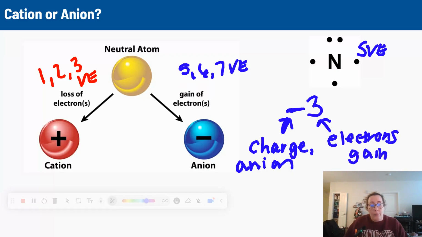But if it were losing, it would just be the number of electrons that you would lose. So when you are writing the charge, it's the positive or negative sign and then how many electrons it's gaining or losing.